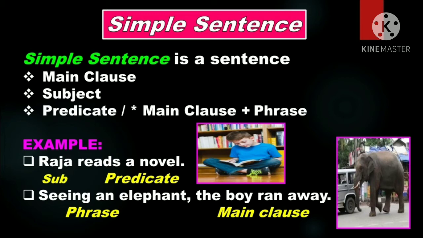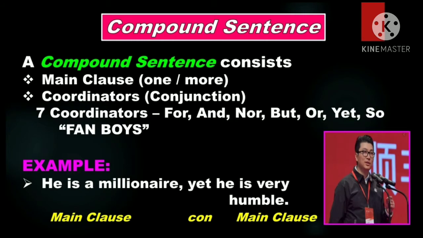So, the main clause gives a complete meaning. The boy ran away. And the phrase does not make complete sense by itself. So, seeing an elephant is a phrase. When it stands alone, it never gives a complete meaning. So, it needs a main clause to give a complete meaning. Got it? Yes.